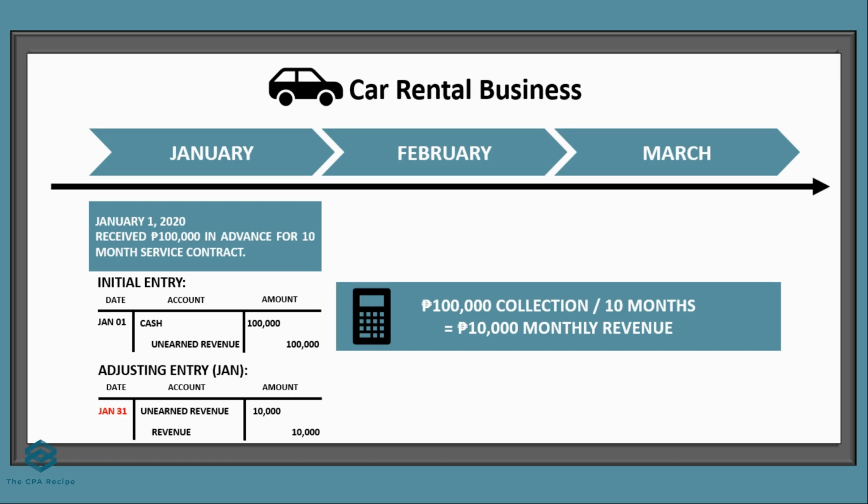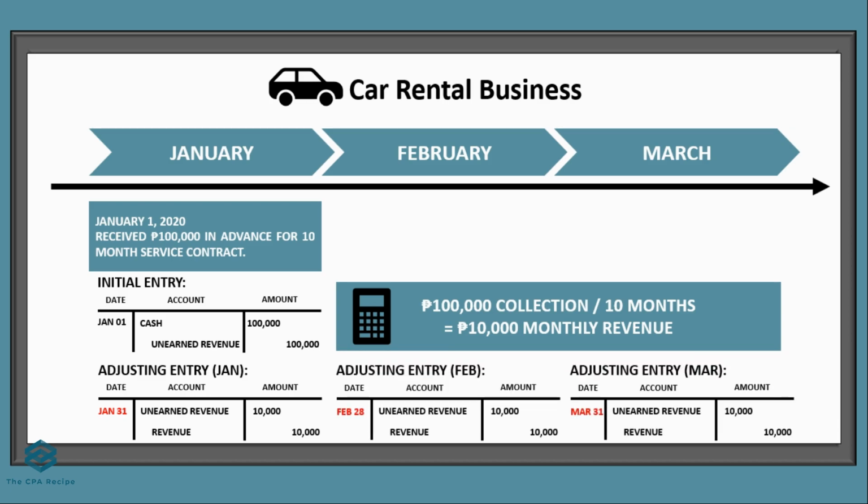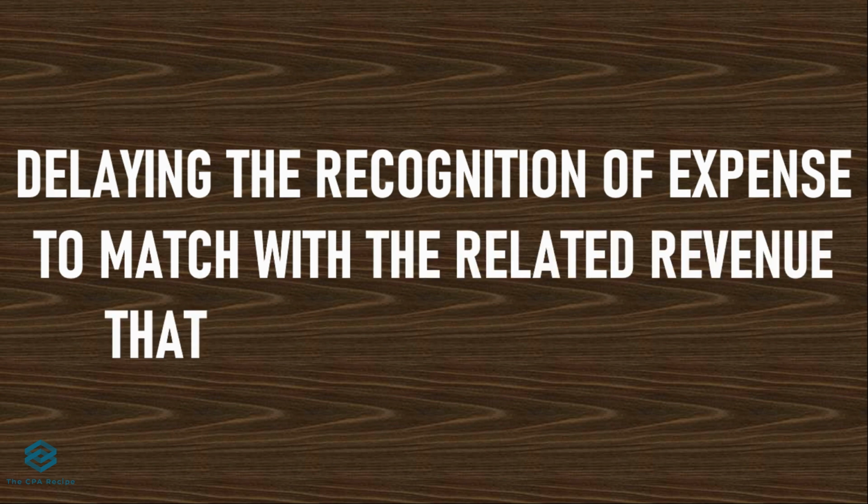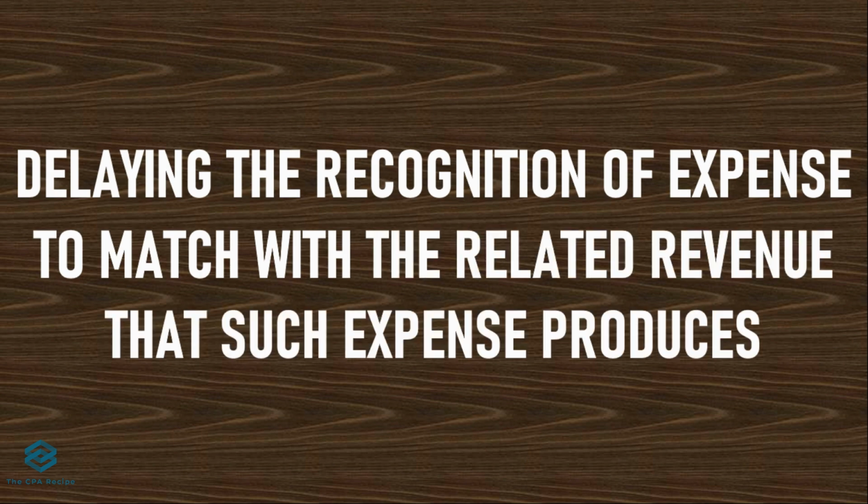You are, in effect, reclassifying from liability account to income account. Ganyan ang magiging adjusting entry mo every month. As you can see, you are now allocating the 100,000 collection as revenue across different accounting periods. Ngayon naman, similar lang din ang concept for the deferred expense. It is simply delaying the recognition of expense para mag-match with the related revenue that such expense produces.